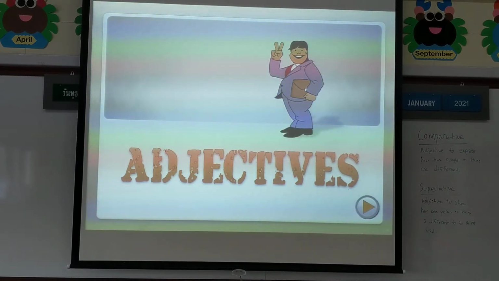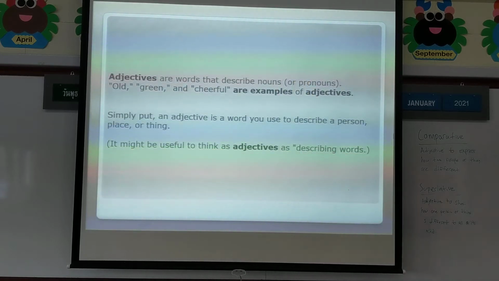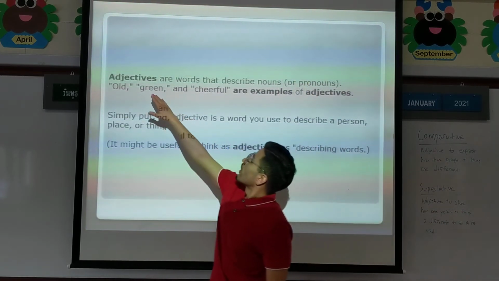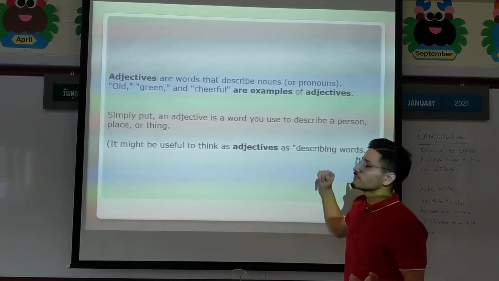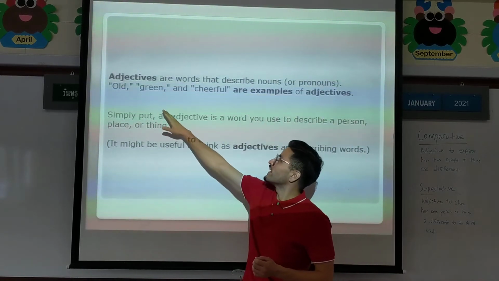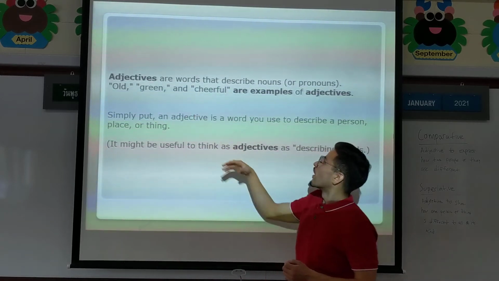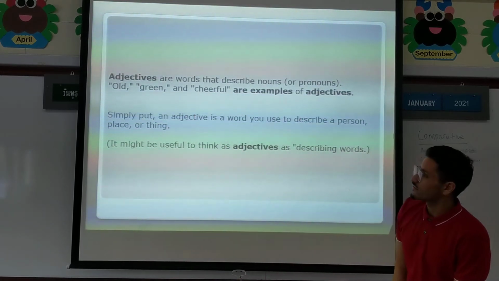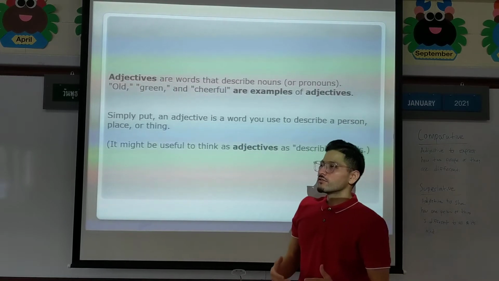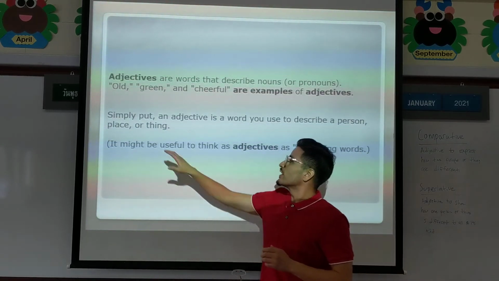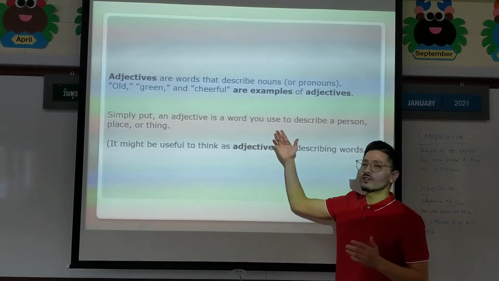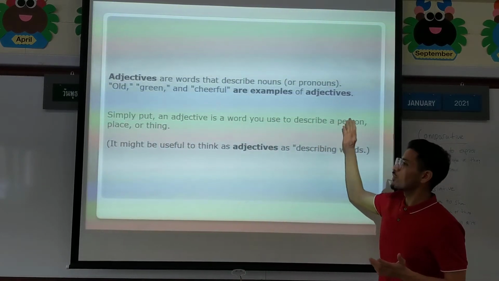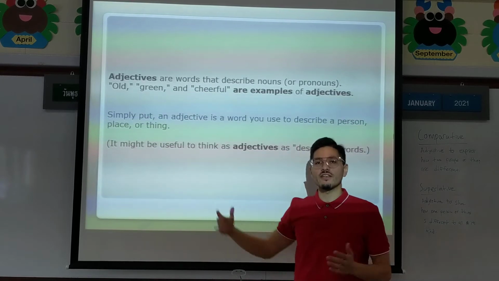So, adjectives. Adjectives are words that describe a noun or a pronoun. Old, green, and cheerful are examples of adjectives. So, simply put, an adjective is a word you can use to describe a person, place, or thing.